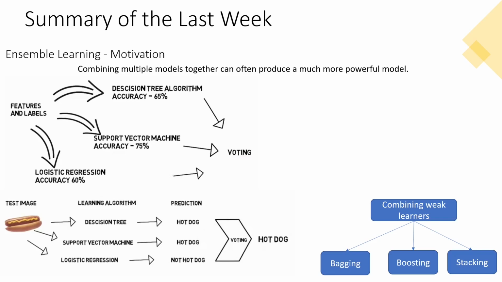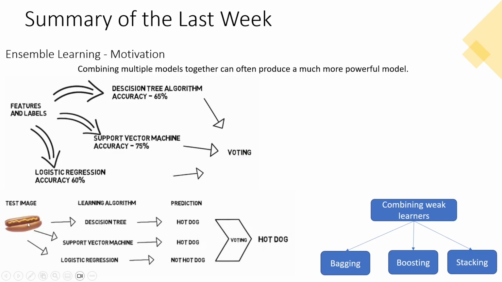Okay. For example, here we have 3 algorithms. We have a decision tree, we have support vector machine, and we have logistic regression, and they are all voting somehow. And assume that the decision tree said this image is a hot dog image. Okay. And let's say support vector machine said this is a hot dog image as well. And logistic regression said this is not a hot dog image. Since 2 of them said this is a hot dog image and 1 said that's basically not a hot dog image, by using majority voting we can say that this is a hot dog image.